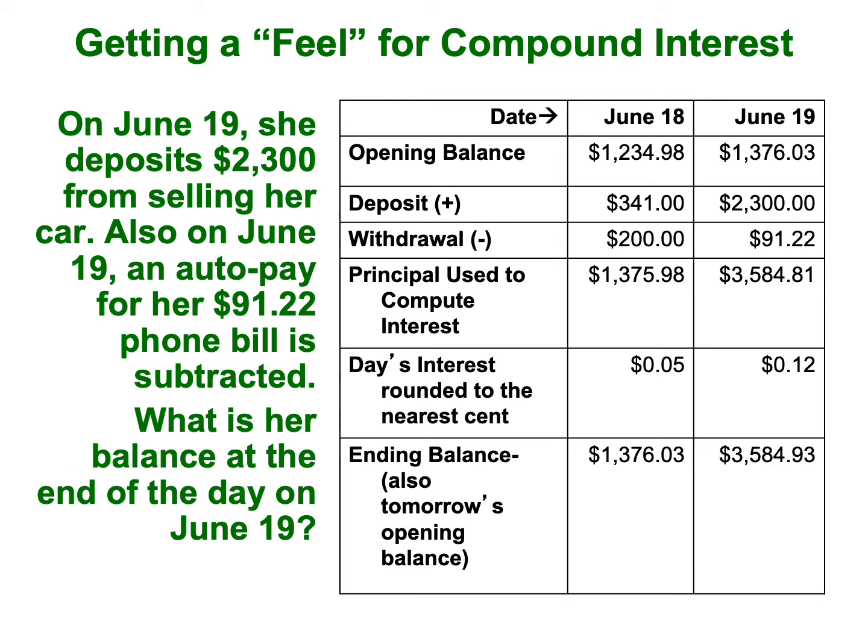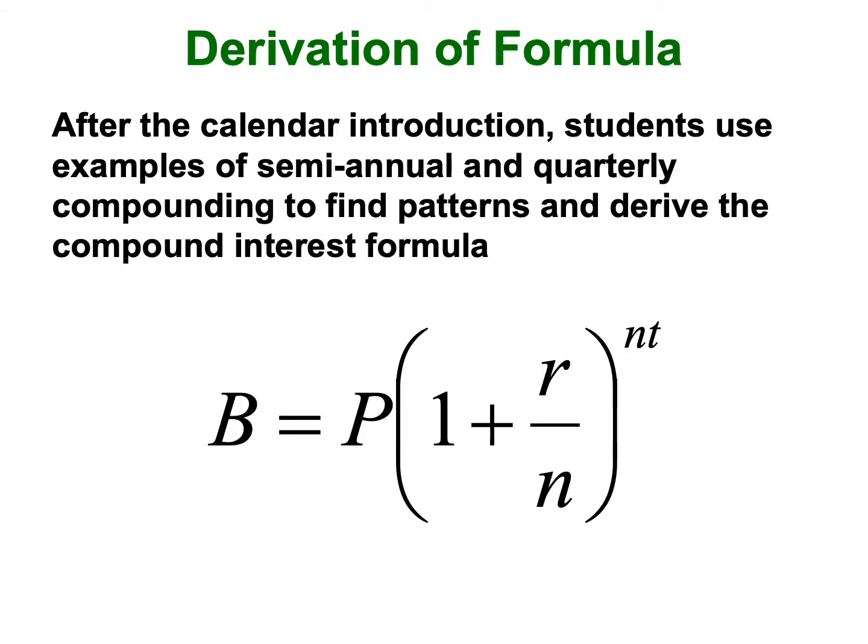Here are the answers for June 19th. That arithmetic progression of compounding interest leads us to the algebraic derivation of the compound interest formula.